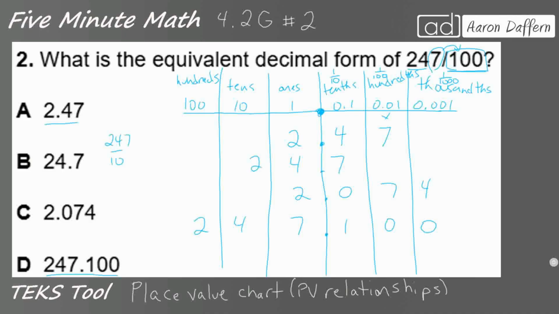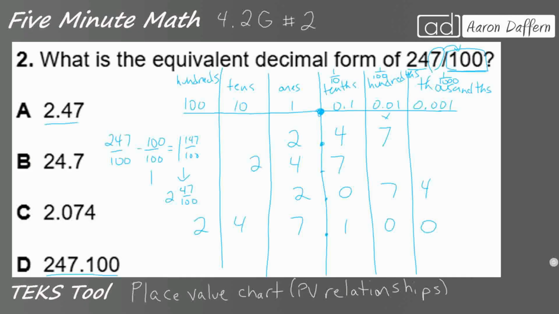247 over 100. Well, that's an improper fraction, so it's greater than 1, right? So if I took out a full 100 hundredths and renamed it as one whole, that's going to leave me with one whole, right? Because 100 over 100 is one whole, and that's going to leave me with 147 over 100. So I took 100 out. I could do that same thing again. I can take out another whole, bringing my wholes up to 2, and I can bring 100 hundredths out of the 147 hundredths, and that's going to leave me with 47 hundredths.